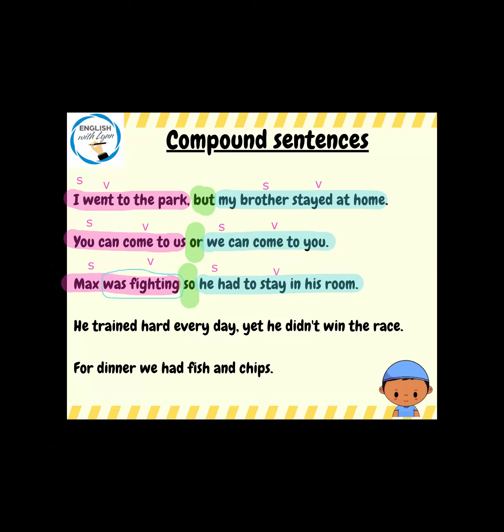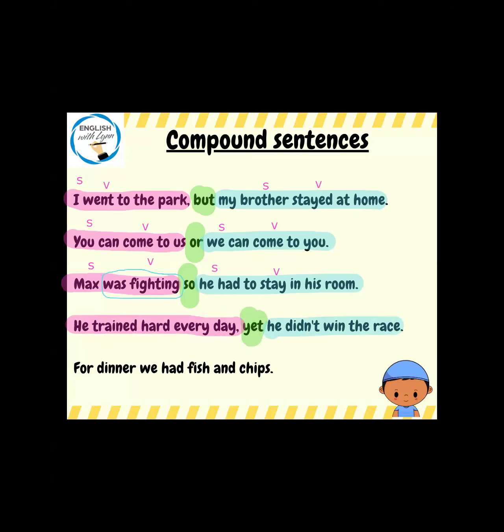And then looking at my next sentence, I need to remember my fanboys. Here it is. Yet. So yet is my conjunction, and I can look again and say this is my first main clause, and he didn't win the race is my second main clause.